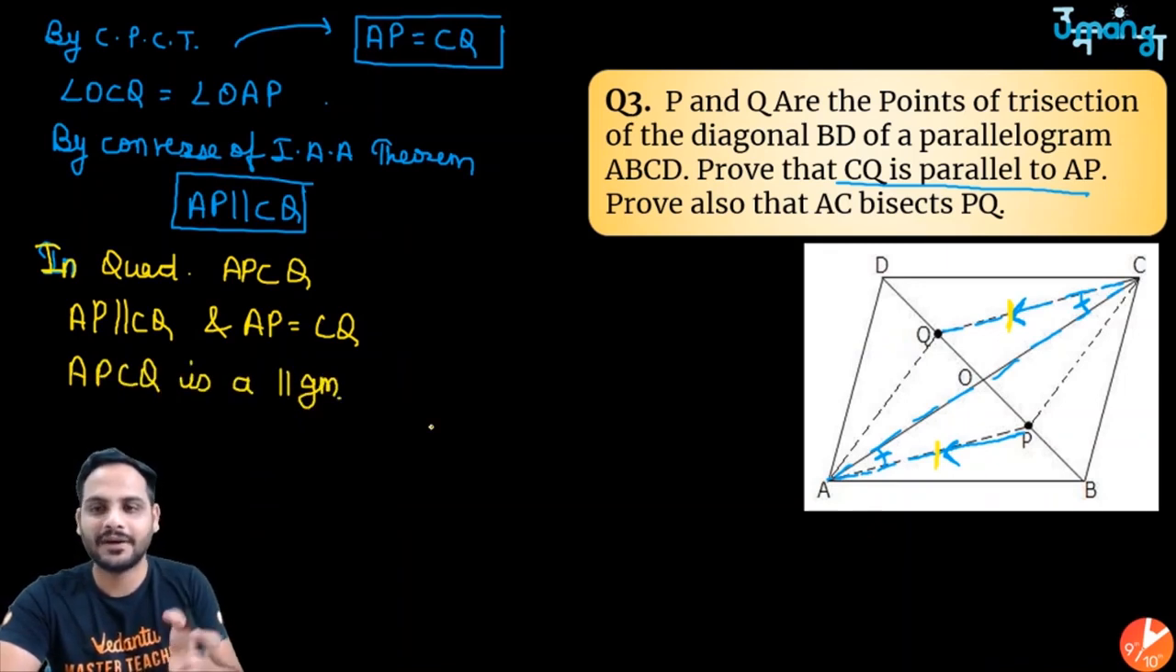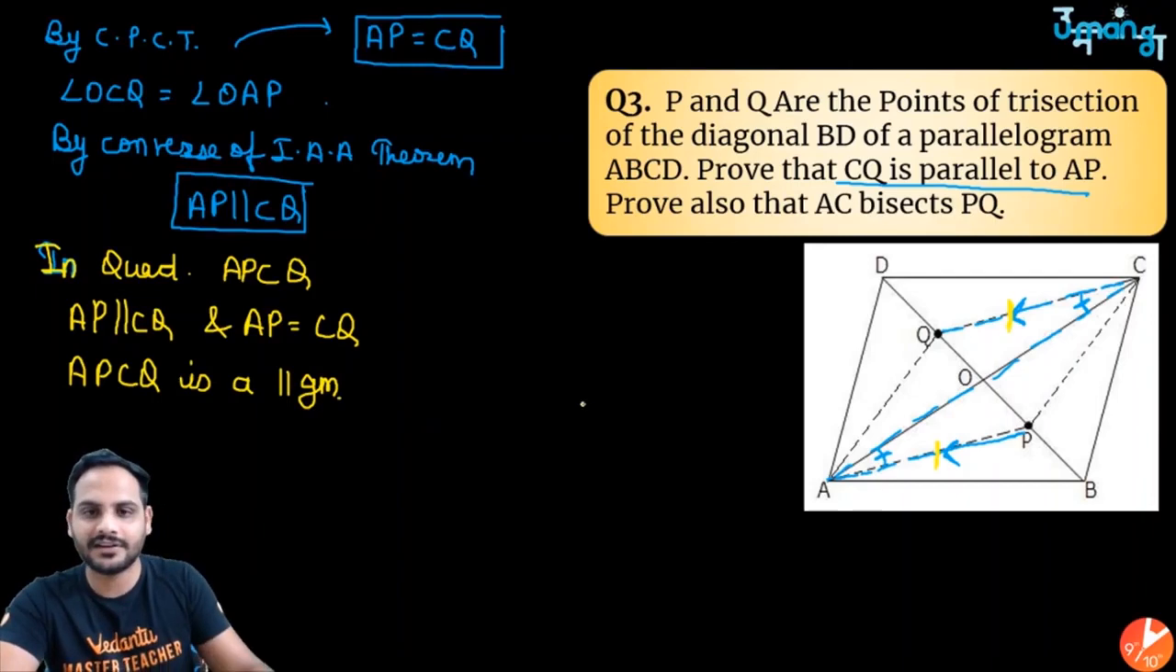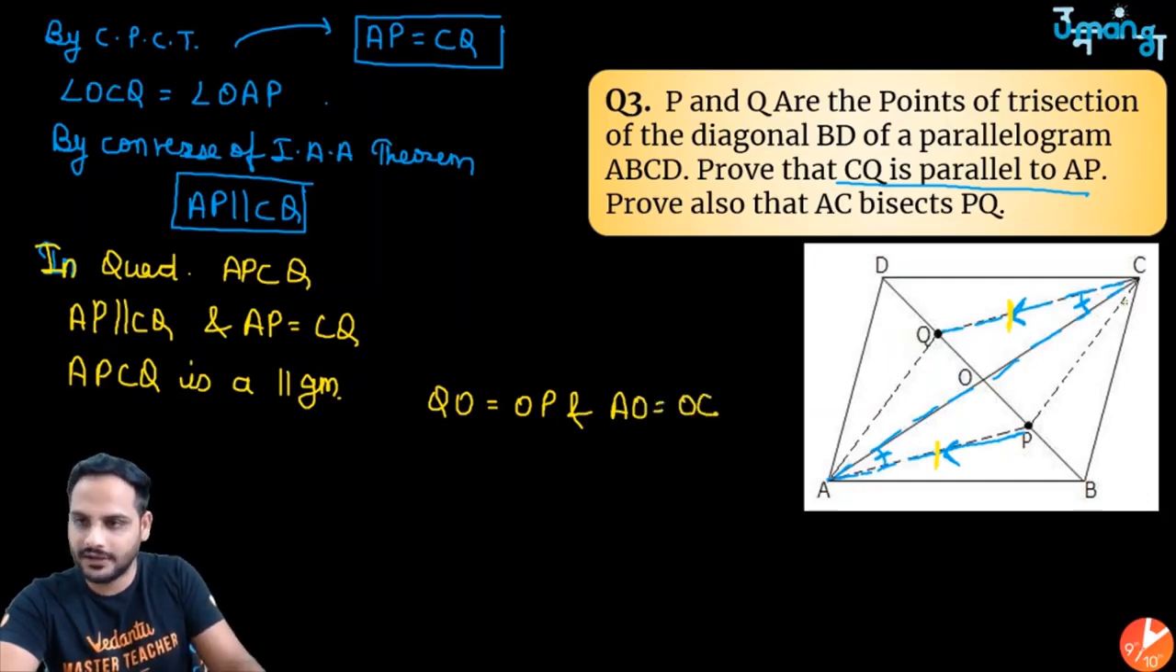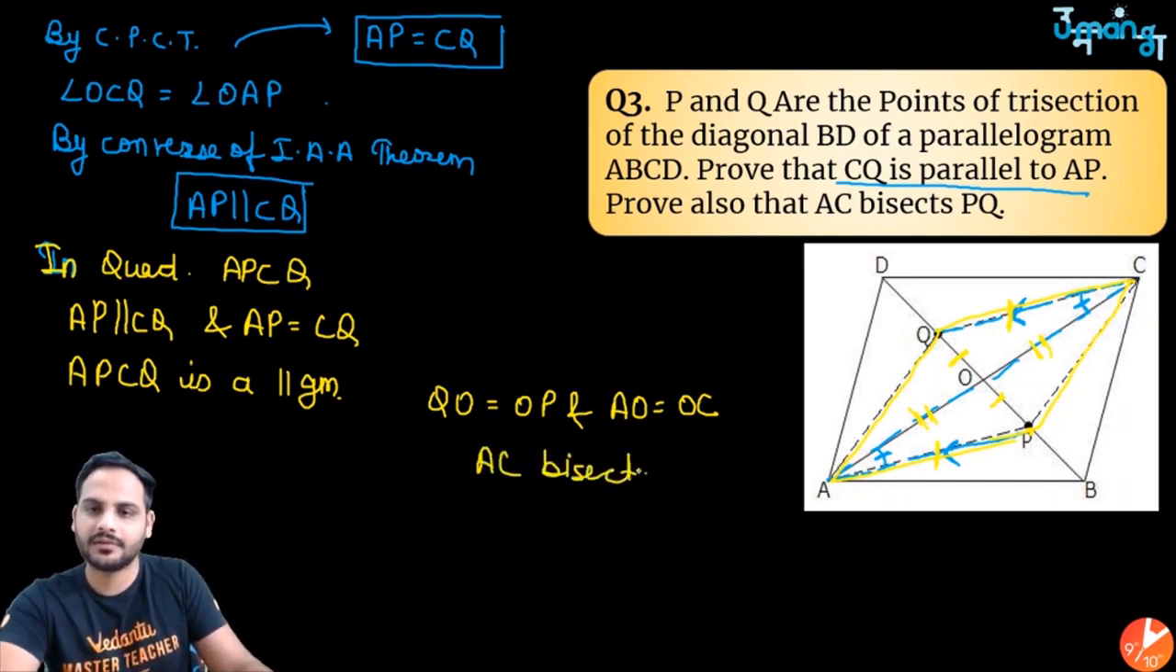ठीक है. अब अगर APCQ is a parallelogram, we know diagonals will bisect each other. तो I can say QO is equal to OP and AO is equal to OC. In this diagonal मैं बोल रहा हूँ, सिर्फ और सिर्फ इस diagonal में. Correct. So the diagonals are bisecting each other. So I can clearly say AC bisects PQ.